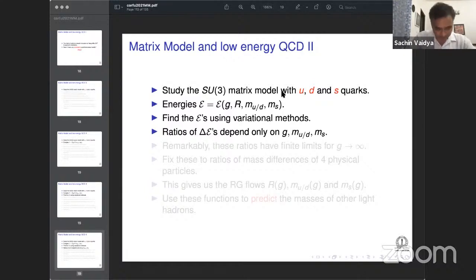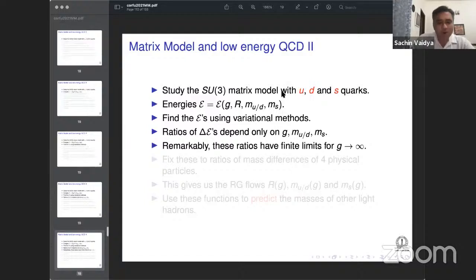What we found is that if you look at the ratios of energy differences, then they do not depend on R anymore. They only depend on G and the quark masses. And more remarkably, these ratios tend to finite limits in strong coupling. For G going to infinity, these ratios tend to finite limits.